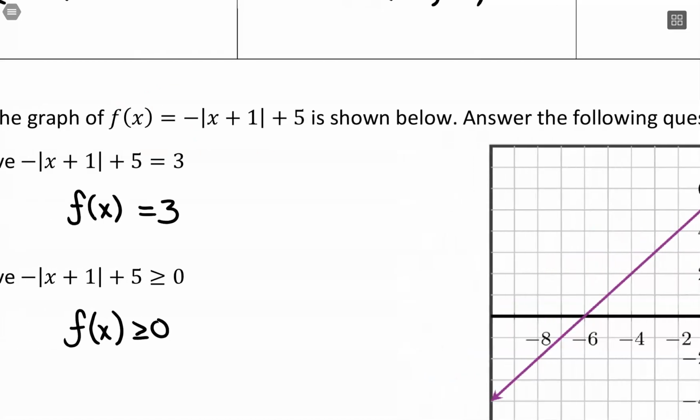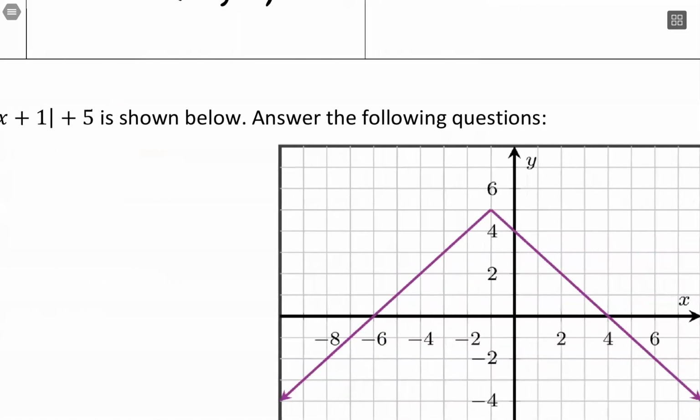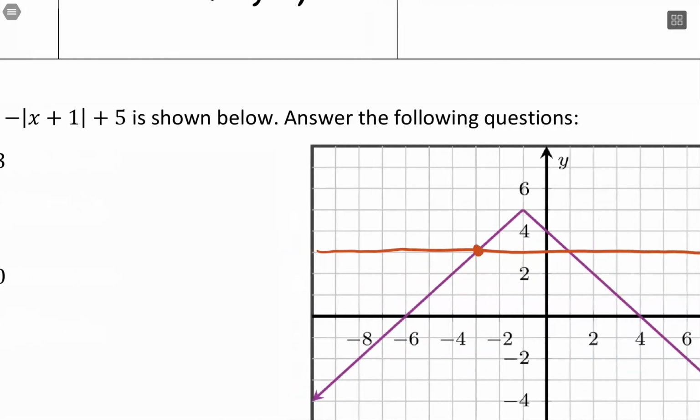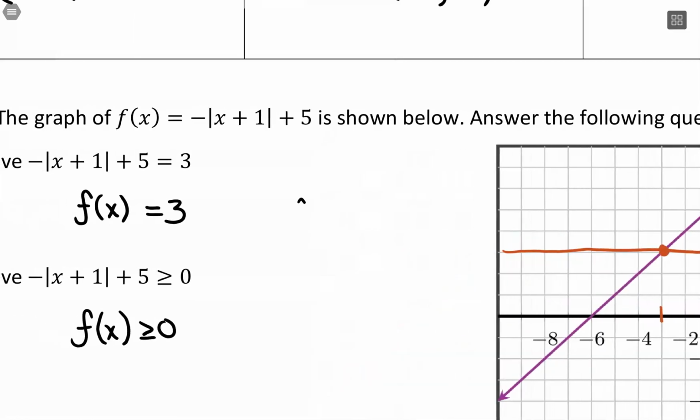Okay, if I want to see where this function equals 3, then what I'm going to do is draw a horizontal line at +3. And since it's equals, I just want those intersection points. So we're seeing one intersection point at x equals -3. We're also seeing an intersection point at +1. So x can equal -3 and +1.